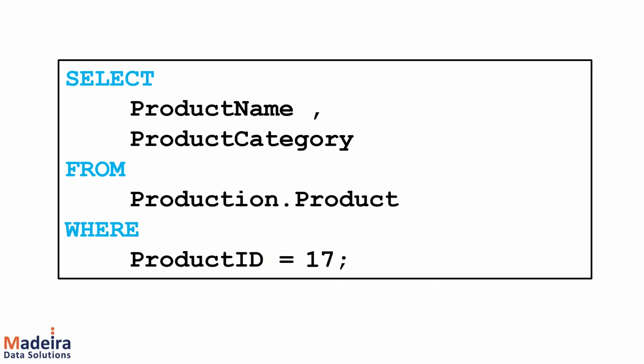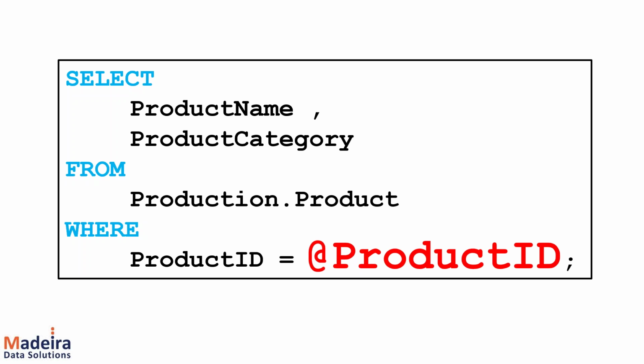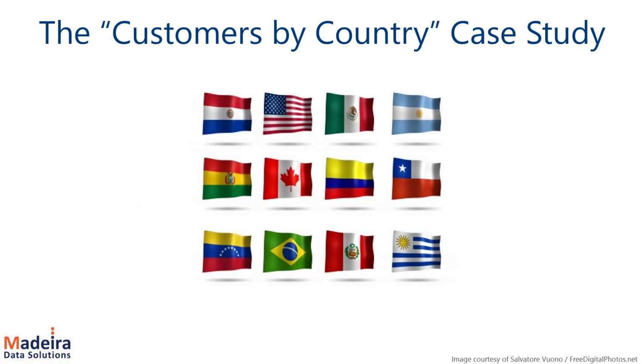So let me show you a simple query as an example. And when I talk about parameters, I talk about this value over here. This value can be a constant value, like 17. It can be another constant value, and it can be a parameter that represents a value, such as this one. And for the sake of this presentation, I'm going to use a very simple case study.